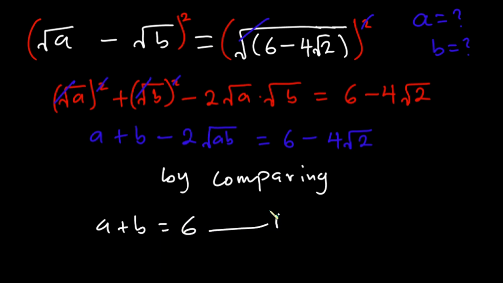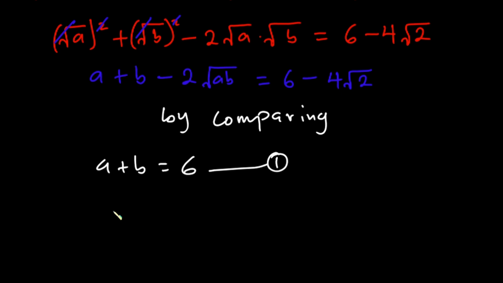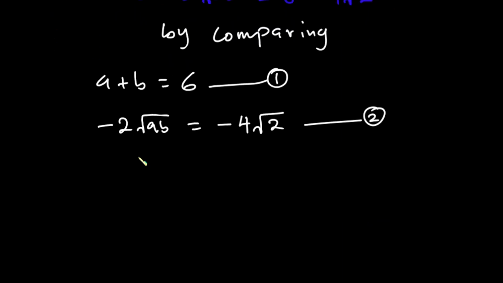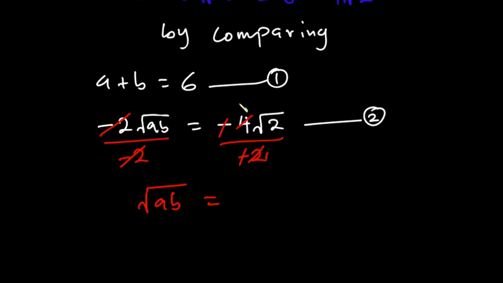Let's call this equation 1. And then we have negative 2 square root of a times b is equal to negative 4 square root of 2. And we will call this equation 2. From equation 2, let's divide each side of the equation by negative 2, so that this and this will go. So we are left with square root of a times b is equal to, this negative and this negative will go, 2 goes into itself 1 and then goes into 4 2 times.